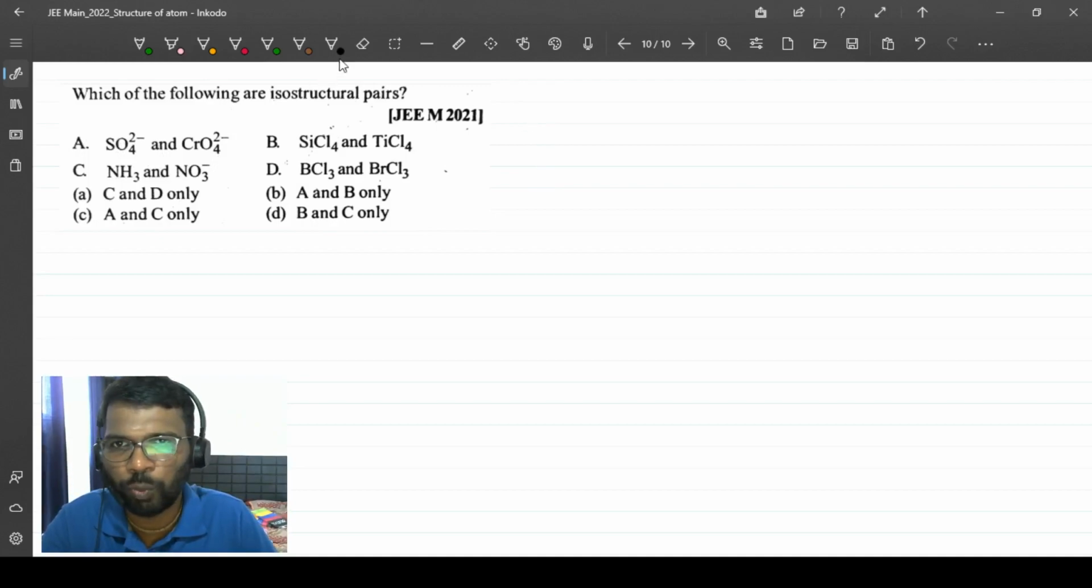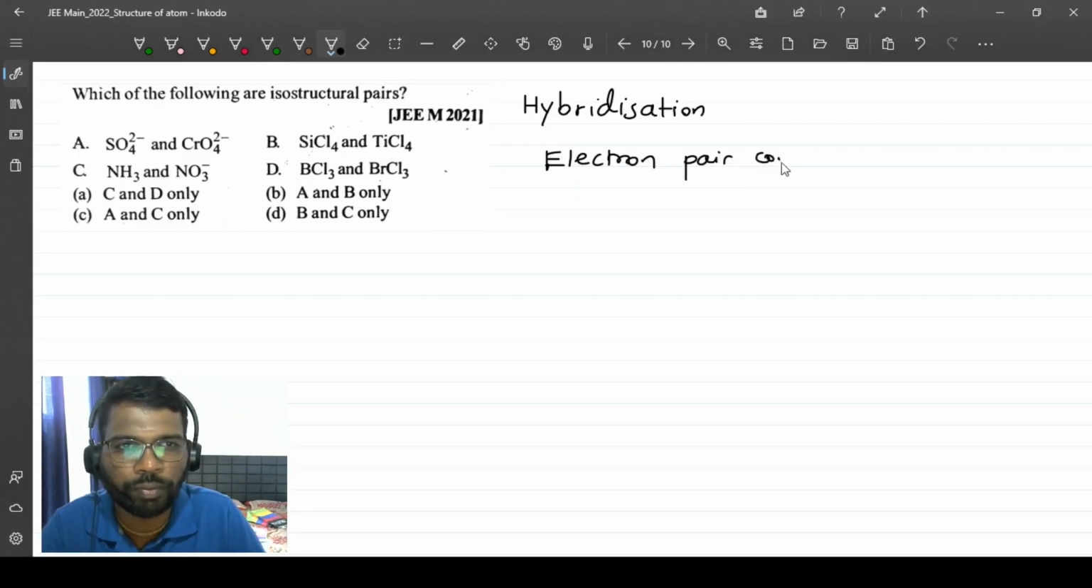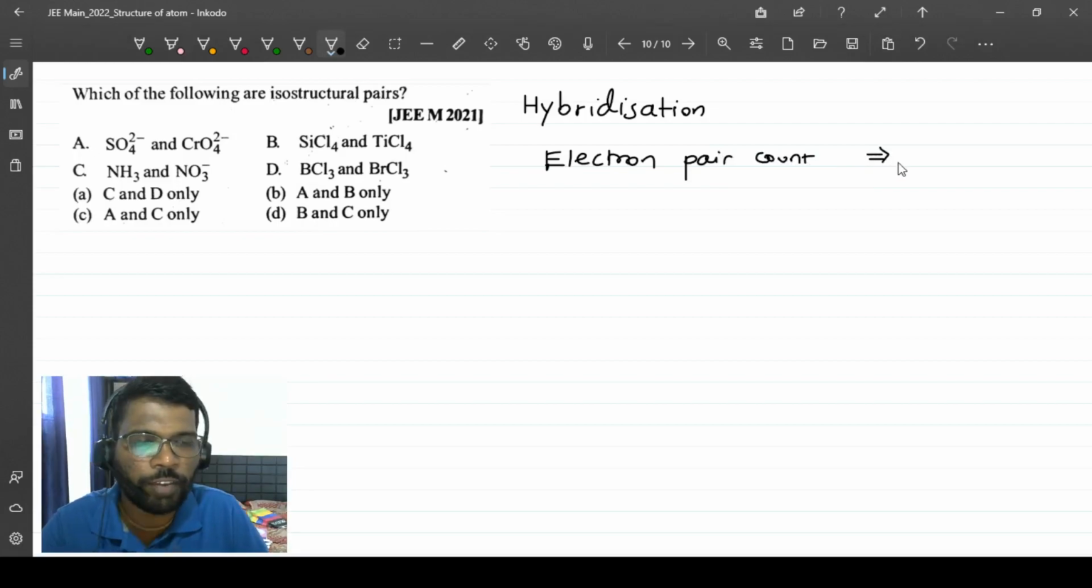To find a structure, what is very important for us is to find the hybridization. If the hybridization is the same, then the structure will be the same. For that, we require the electron pair count per molecule. Like if it is four, then it is sp3, and if it is sp3, then it is a tetrahedral structure.